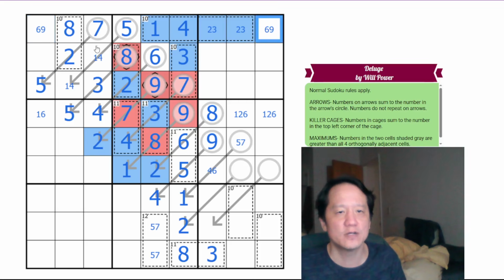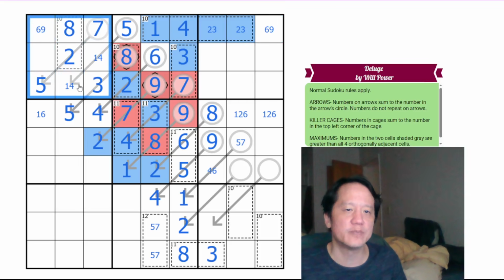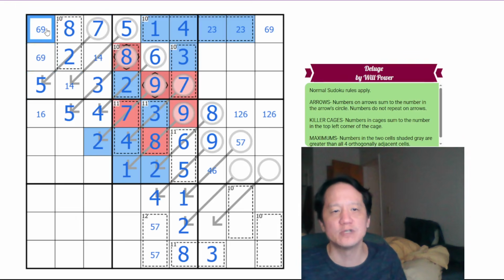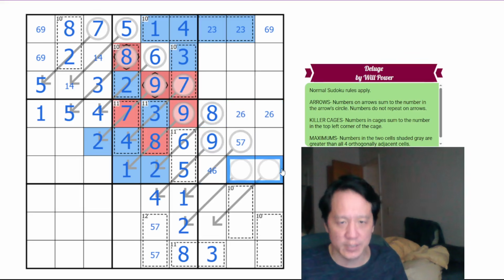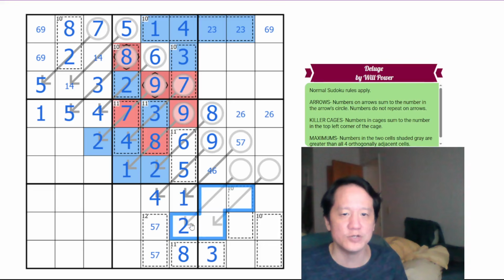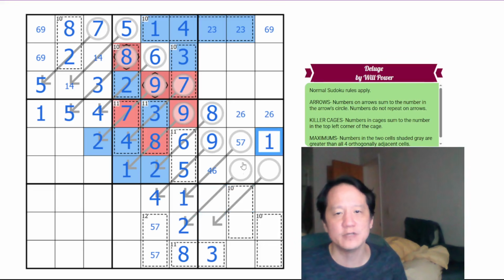No 7 here. Remaining digits of this upper left-hand box are 6 and 9, which eliminates 6 and 9 in the rest of the column. So this can't be 6. This is 1, which eliminates 1 here. Where is the 1 in this box? It cannot be here because that's a sum of 2 unique digits. So 1 has to be here.